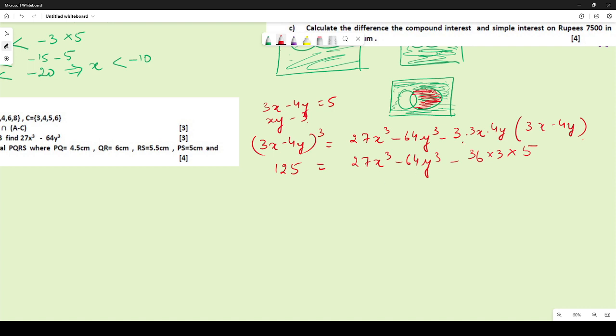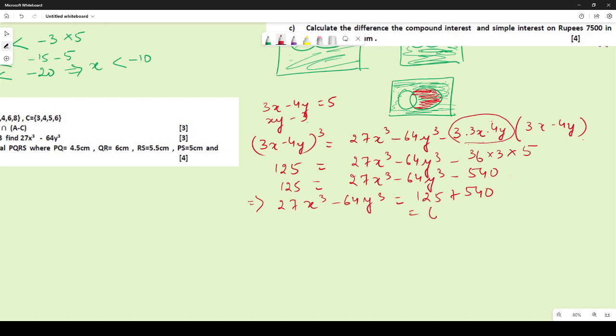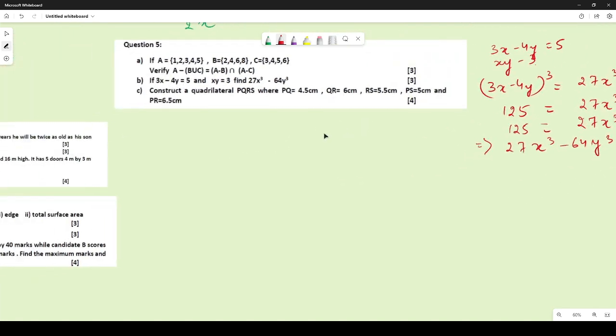So many of you committed error over here. यहाँ पर बहुत लोगों की गलती हुई है. This part, many of you committed errors over here. So 125 is equal to 27x cube minus 64y cube minus 540. So this implies 27x cube minus 64y cube is equal to 125 plus 540 is equal to 665. So the correct answer is 665.